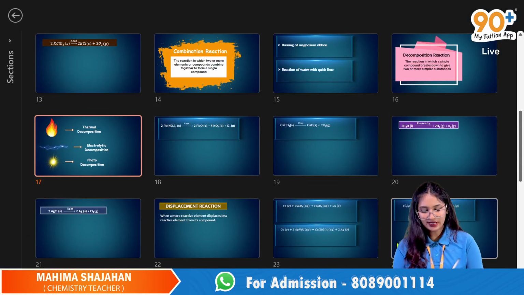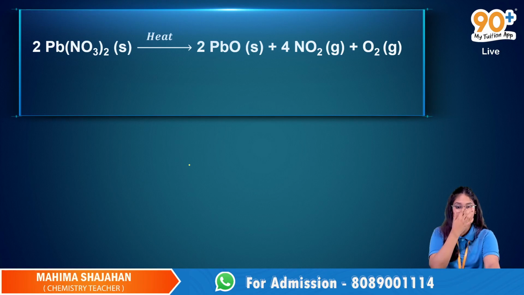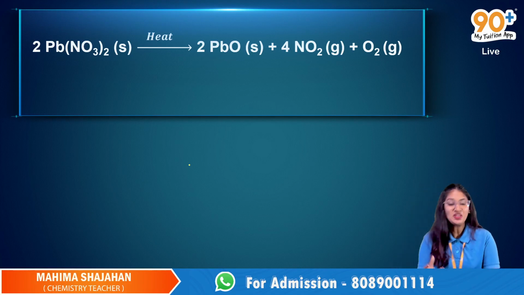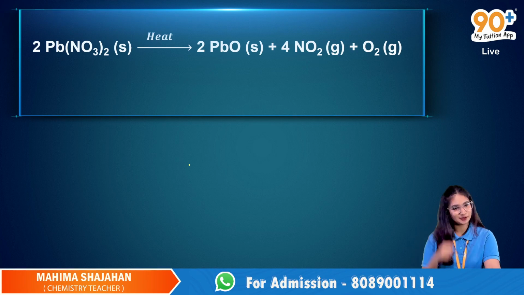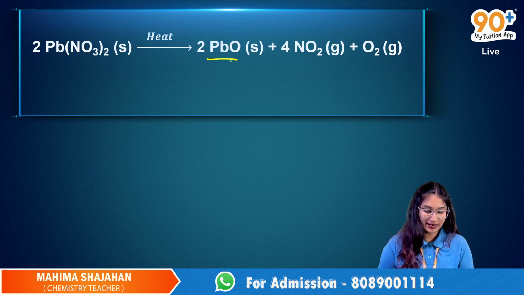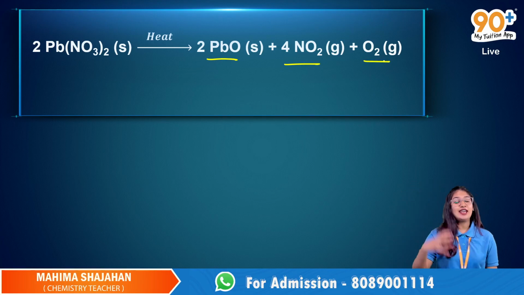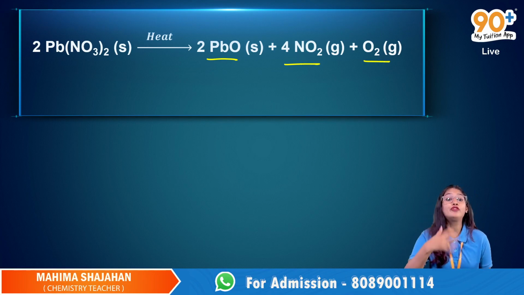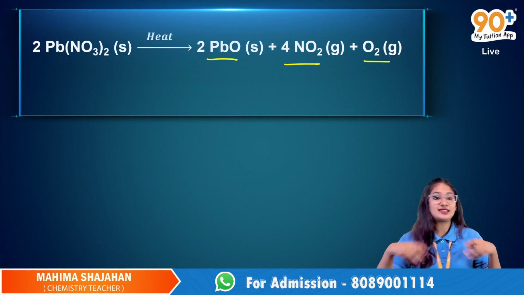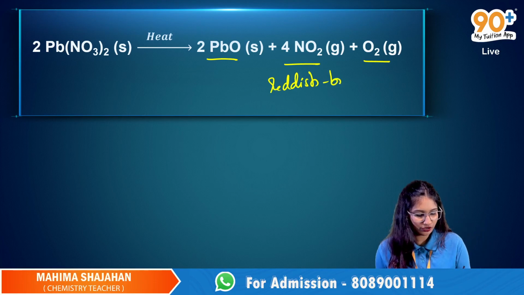First, let's see thermal decomposition. Here I have taken lead nitrate, which is a white color powder. We heat this lead nitrate. When we heat it, slowly it decomposes and we get three products. First one is lead oxide, then we have nitrogen dioxide and oxygen gas. The nitrogen dioxide, while heating, you can see as reddish brown fumes. A reddish brown gas is evolved. That reddish brown fume is our NO2, reddish brown in color.